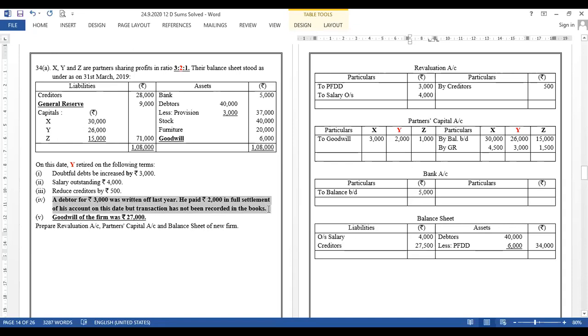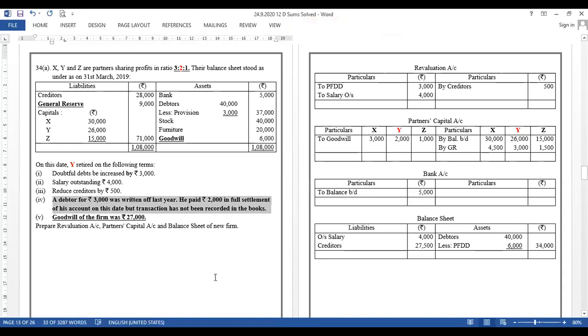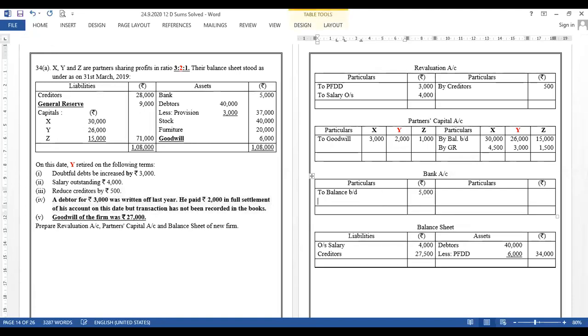This is the amount of bad debt recovered. We are talking about 3,000 which was written off last year. Now we are able to recover that amount. 2,000 has been paid back by the customer. So let us treat it as an income for us. Cash or bank account debited to bad debt recovered is the entry. So, to bad debts recovered.